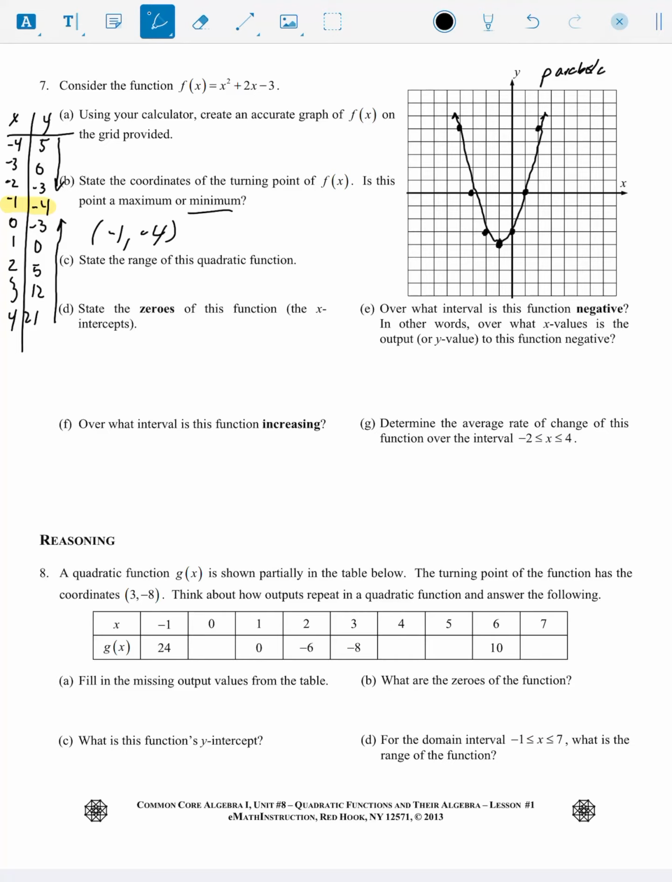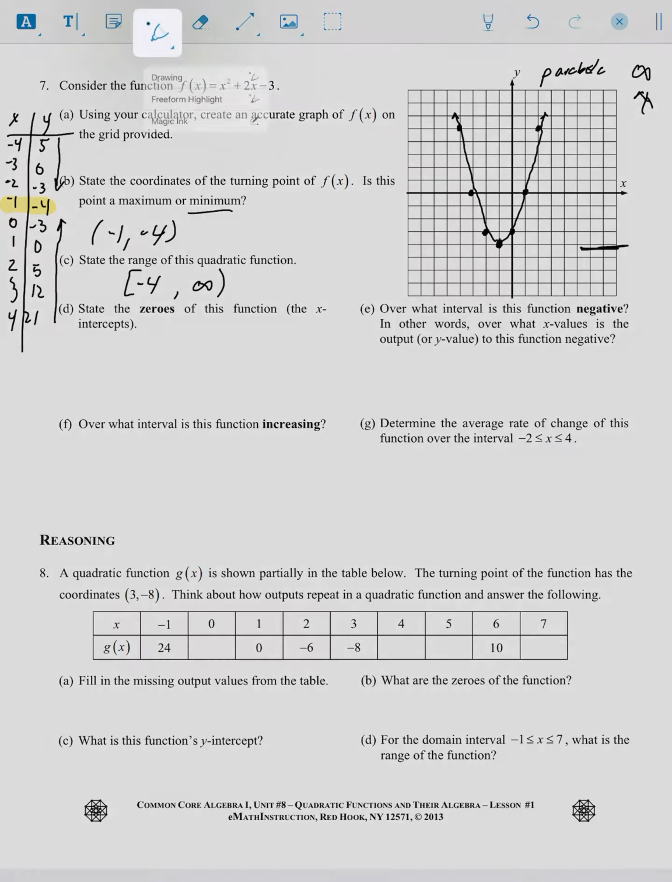Our range of the function will go from the lowest y value, and it looks like it goes all the way up to infinity. Therefore, in interval notation, we're including that minimum point of -4 and extending it all the way to infinity. The zeros of the function are where they cross the x-axis, right? And it looks like they cross right there. I'll let you guys list those points. Okay, and they're just listed as XY coordinates.